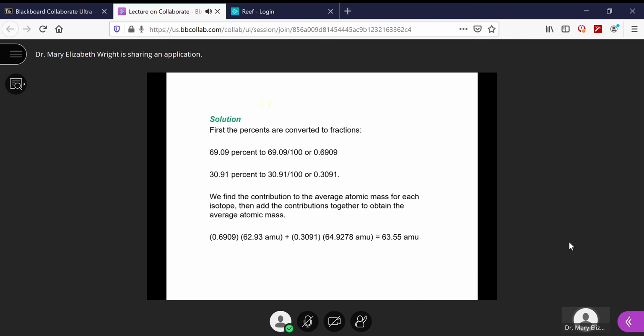So we take 0.690, we multiply it by that mass, and then we take the 0.03, etc., multiply it by that mass. We add the two of them together, and we get an average isotopic mass for copper of 63.55 AMU.